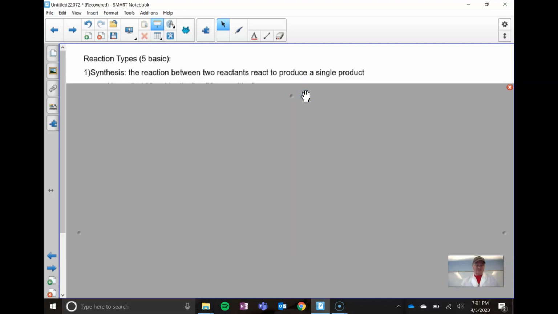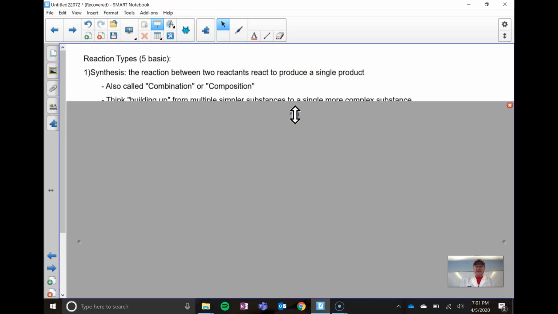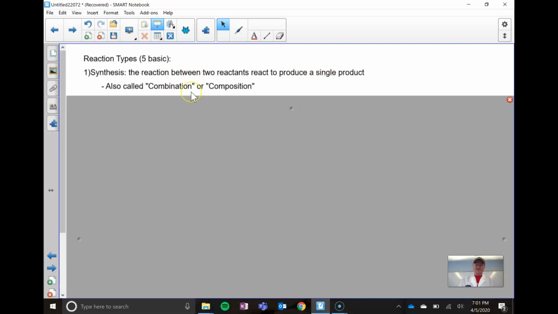First one we call a synthesis reaction. And obviously the root word there is synthesize. So anytime something is synthesized, it's being made, it's being constructed. So that's what you need to think about with synthesis reactions. We define a synthesis reaction as the reaction between two reactants, and they react to produce a single product. It's often referred to as a combination reaction because things are being combined, or a composition reaction because a single product is being composed.